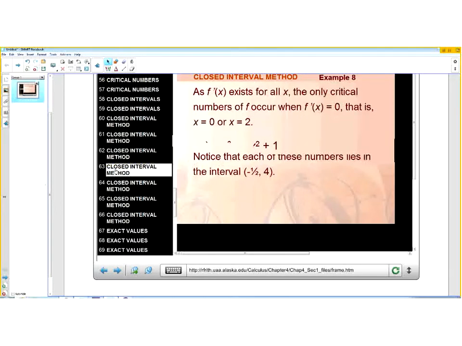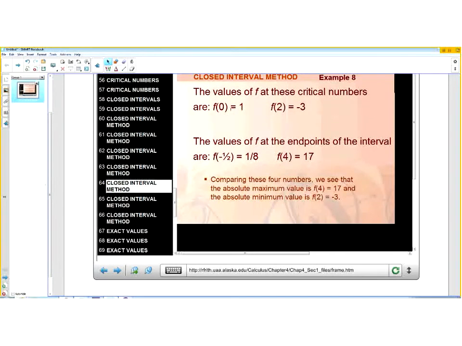All right. So what else? So f of 0 is 1, f of 2 is -3, and then the values of f at the endpoints of the interval. At the left endpoint, f of -1/2 is 8, and at the right endpoint, f of 4 is 17. So you have to compare these four numbers. And we see that the absolute maximum occurs at f of 4 is equal to 17, and the absolute minimum occurs in the interior of the interval. f of 2 is equal to -3. So global max, or absolute max, on the endpoint, global min, or absolute min, in the interior of the interval.